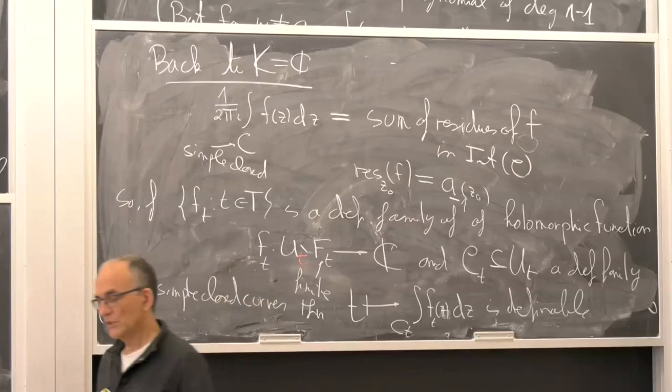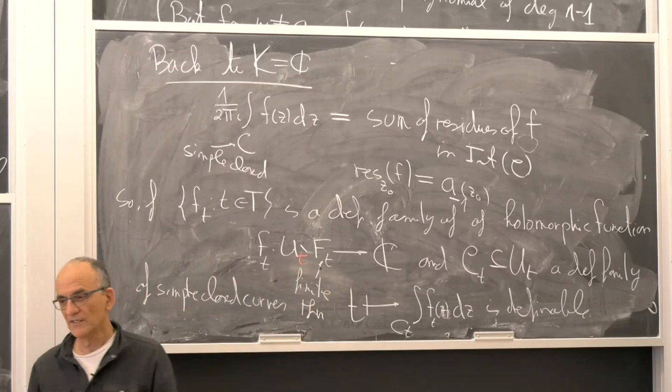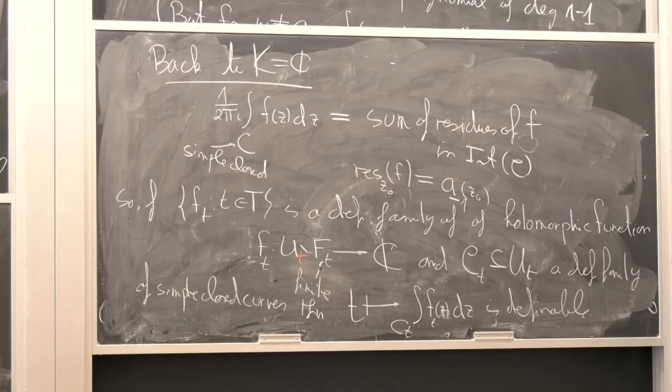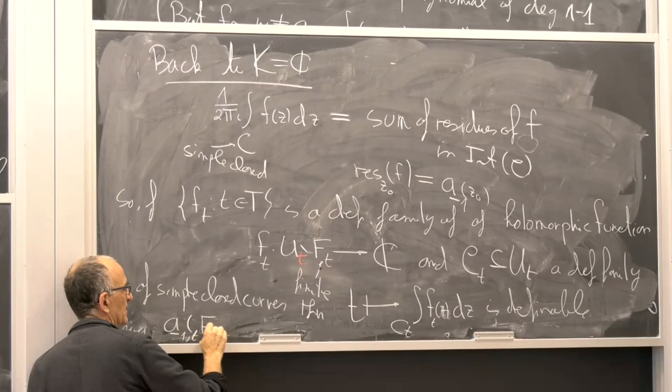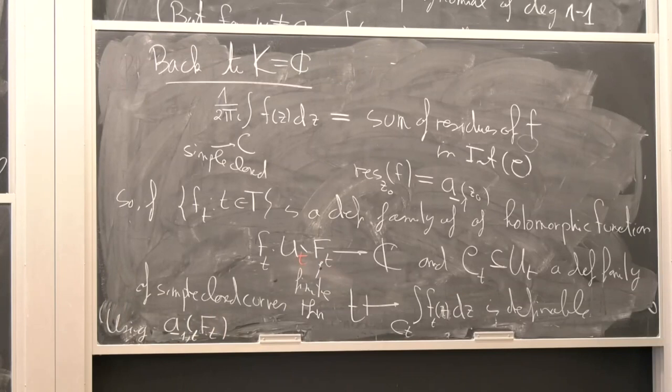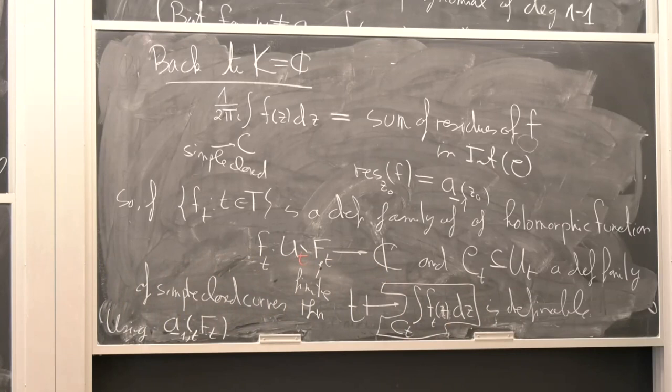Why? You go to the interior of C_t, you see how many poles, we're just interested in poles. Poles you have there? You calculate the residue, a minus one, and you sum. All of this is definable, right? Using what we call a minus one at the points of f of t. Computing the residue is definable. Multiplying by 1 over 2 pi, by 2 pi i, so the whole thing is definable.